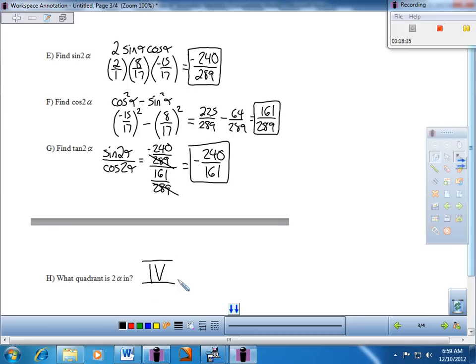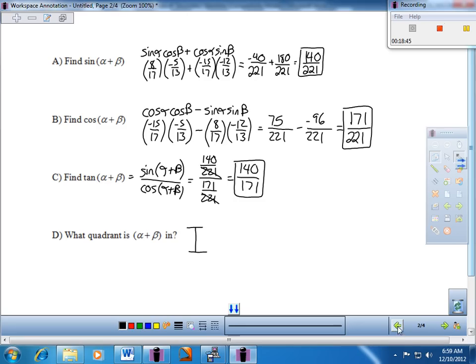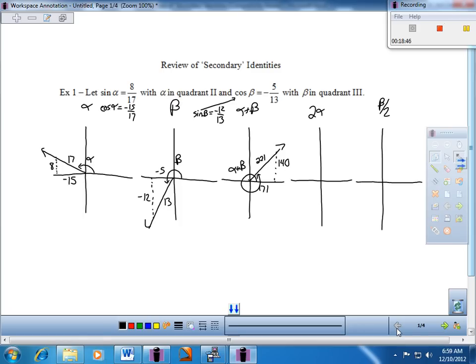Okay, good. Let's sketch it out. Looks like I have my values. Let me just make sure I know those values, because I'm going to have to sketch them. And so here's our 2 alpha, and what did I say? It was in quadrant 4. And let's see, I'm sort of seeing something maybe like, I didn't draw great there, but maybe something like that.